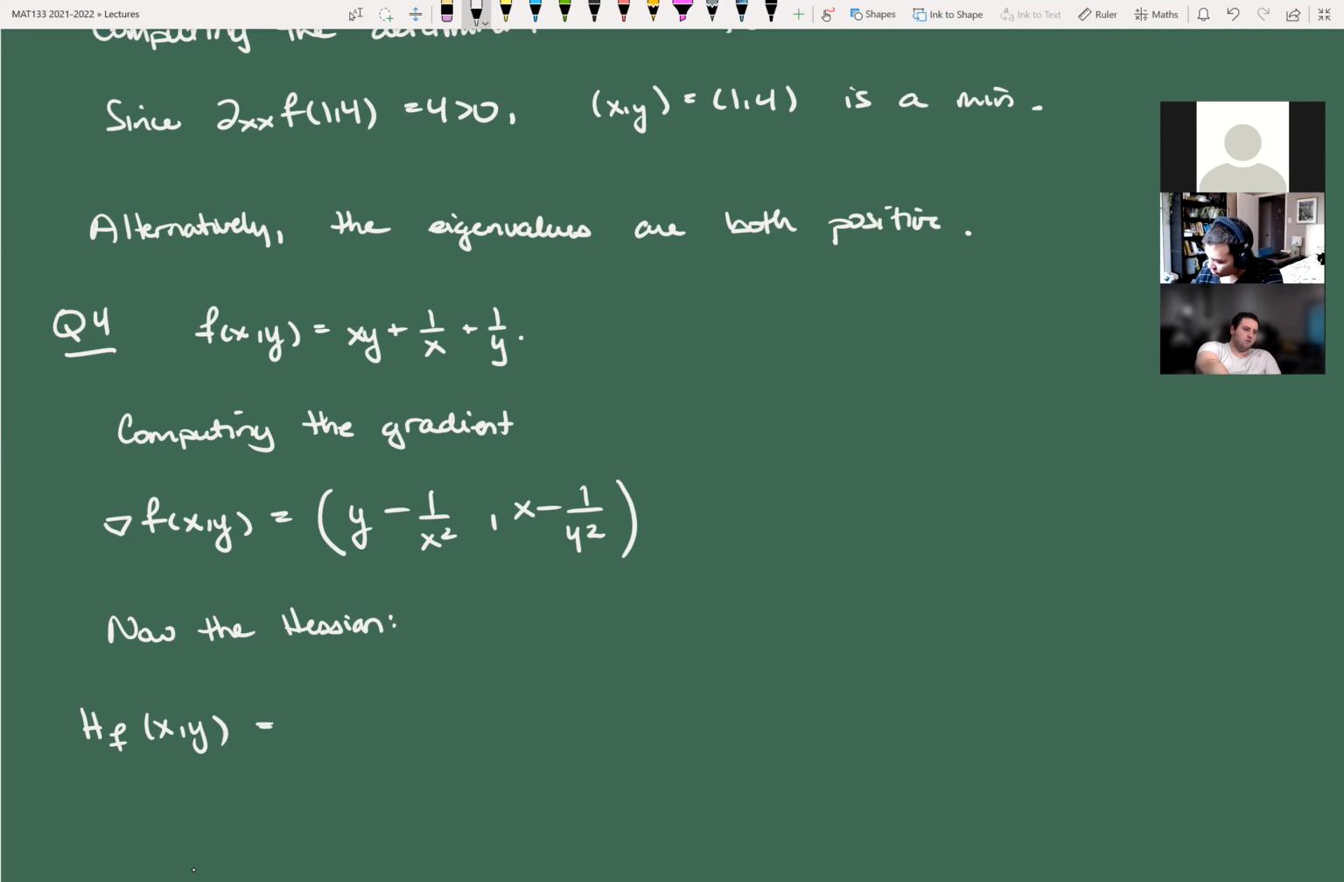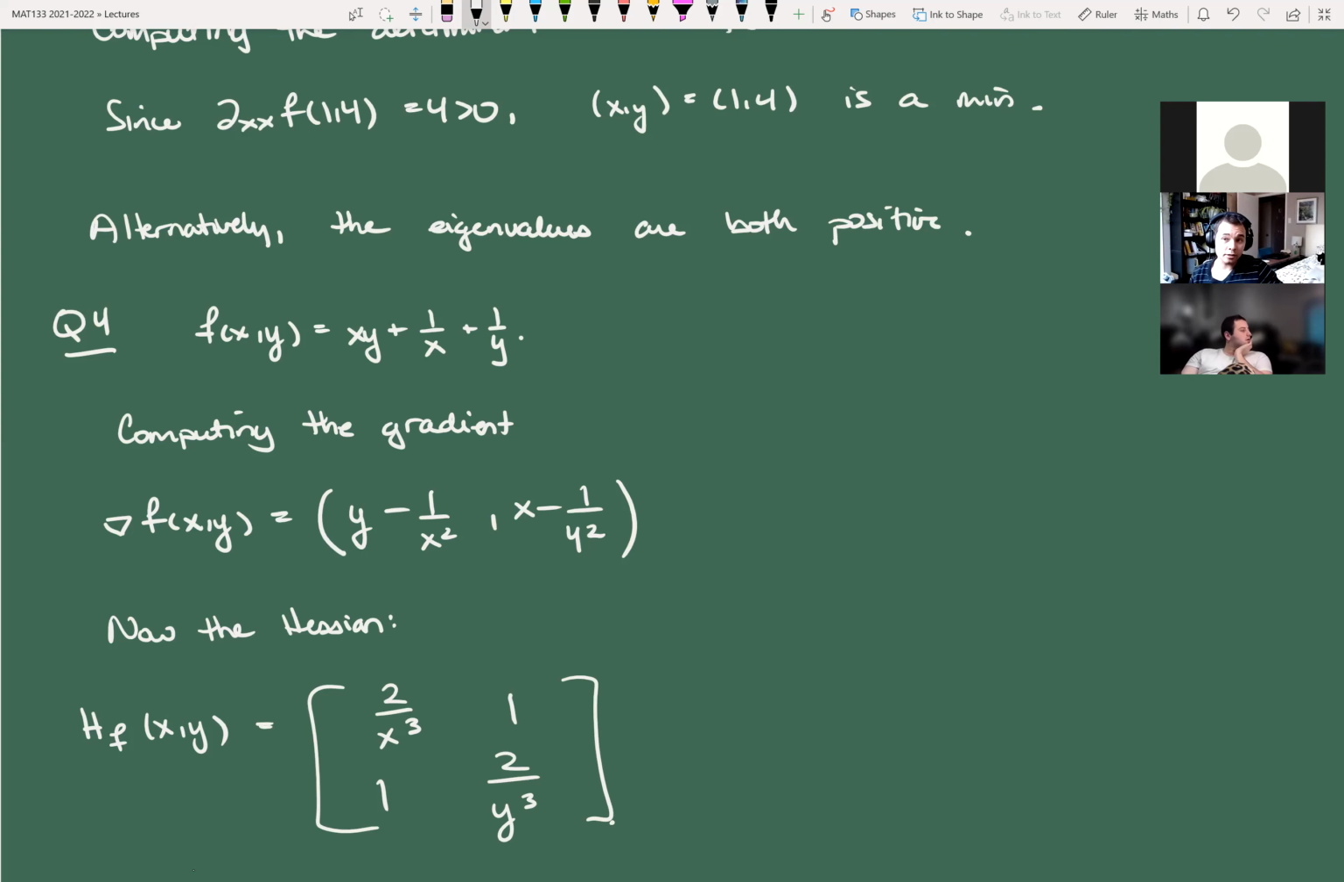So now if we compute the Hessian, we need to take the x derivative of the x derivative. So what does that give me? That gives me 2 over x cubed. Now, if I take the y derivative, I get that. And again, this should be a nice symmetric matrix like so.